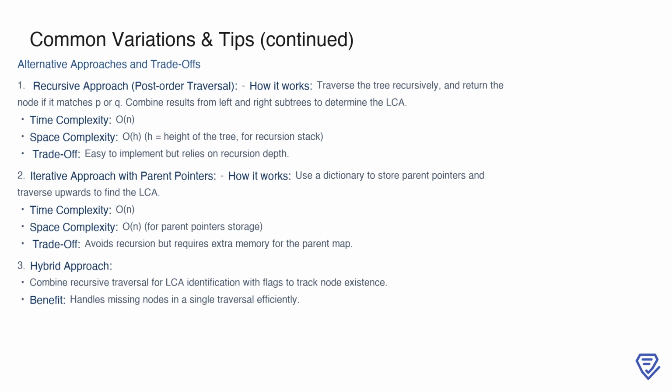Alternatively, you can use an iterative approach with parent pointers. This involves storing parent-child relationships in a dictionary and traversing upwards to find the LCA. While this avoids recursion, it requires additional memory for the parent pointers, leading to O(n) space complexity. Finally, a hybrid approach combines recursive traversal with flags to track the existence of both nodes. This efficiently handles missing nodes in a single traversal, offering a good balance between simplicity and performance. Each method has its strengths, so choose the one that best fits the problem requirements and constraints.